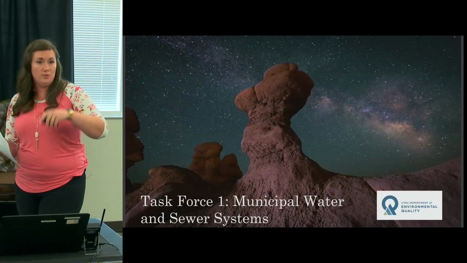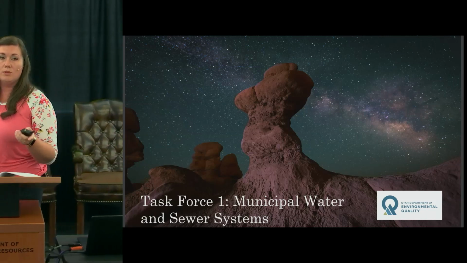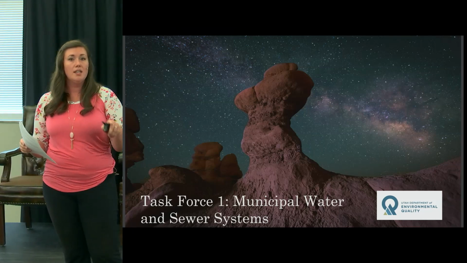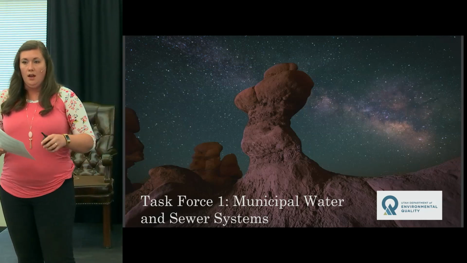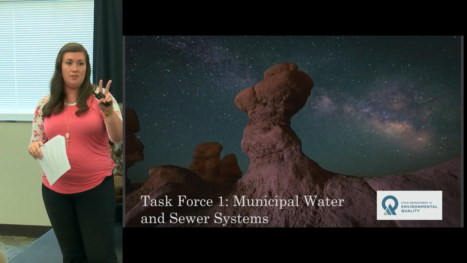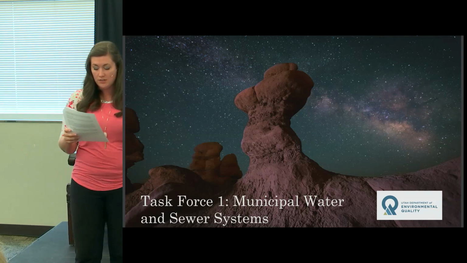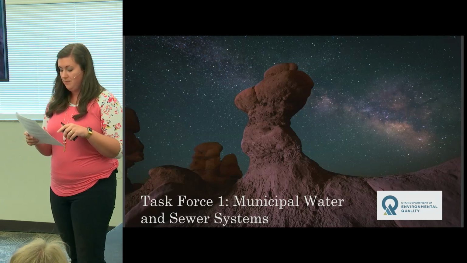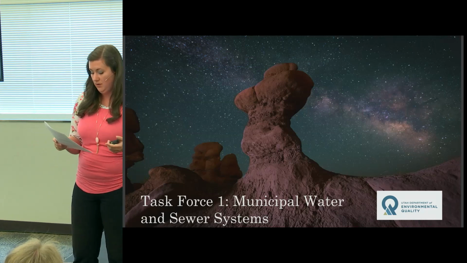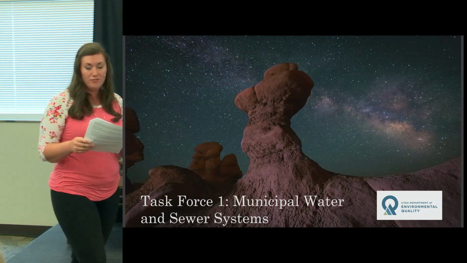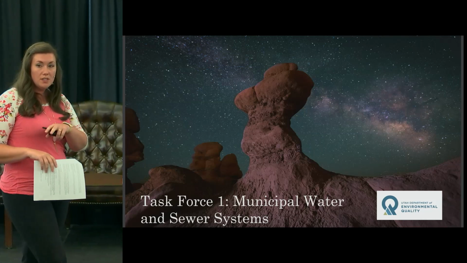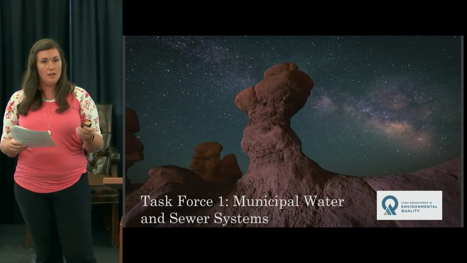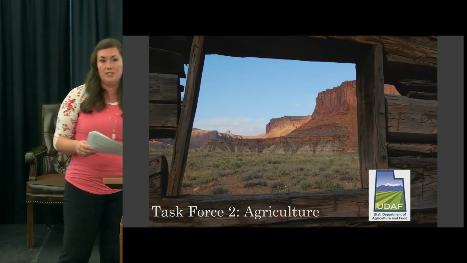Now we get into the unique responsibilities. First, we have Task Force 1, which is the Municipal Water and Sewer Systems. The lead agency on this task force is the Department of Environmental Quality. On top of those two things that every task force has to do, find your problems, report your problems, they also are required to assess the ability of municipal water systems and sewer systems to withstand the drought impacts of what they're going through. They're also required to assess firefighting capabilities related to low system pressures and supplies, low water supply levels.